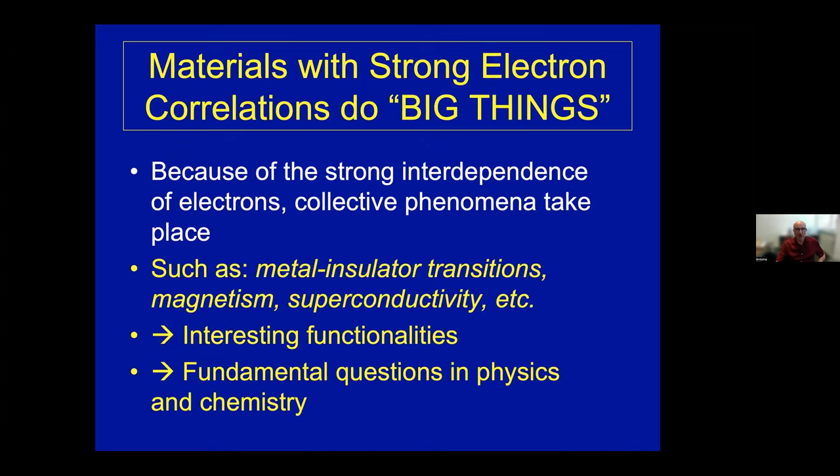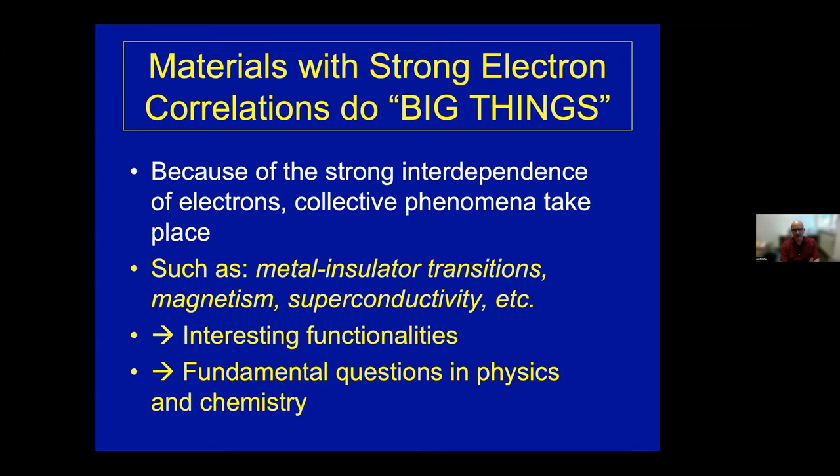Okay, so first, a sort of introduction to materials with strong correlations. One of the distinctive aspects of materials with strong correlations is that I like to say that they do big things. And big things means rather spectacular phenomena, often with big amplitudes. And the reason for this is that because of the strong interdependence of electrons, which of course originates in the strong interactions between electrons, there are some collective phenomena that take place in those materials. And you'll see several examples in the following.